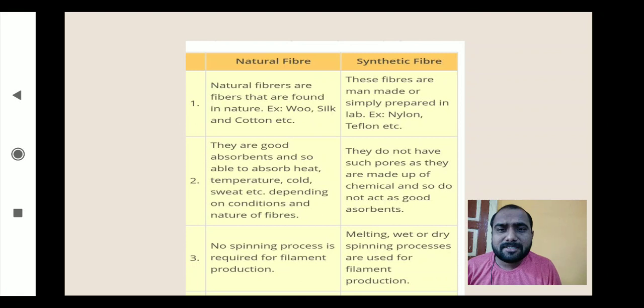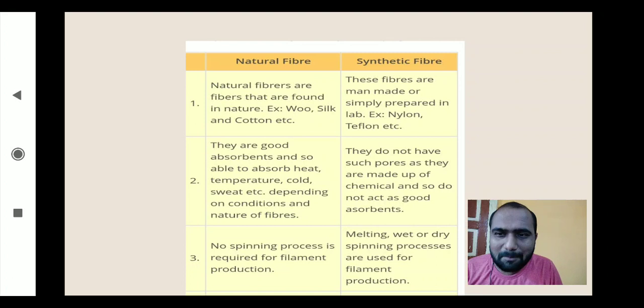Now, second point about natural fiber: they are good absorbents and so able to absorb heat, temperature, cold, sweat, etc., depending on the condition and the nature of the fiber. Now we already know that summer is going on nowadays, so we prefer cotton clothes. Why? Because they are good absorbers. Absorbance means they absorb the liquids. Understood? Whereas synthetic fibers do not have such pores between them. Why? Because these are made by chemicals, and how will the chemicals give the quality or the features of a natural fiber? So this is completely opposite.